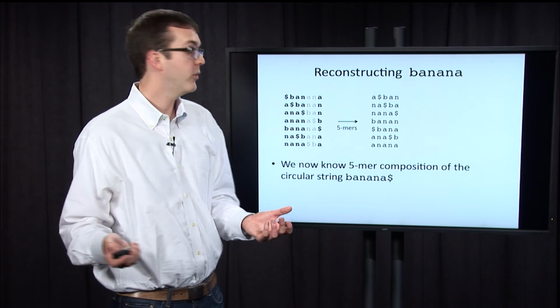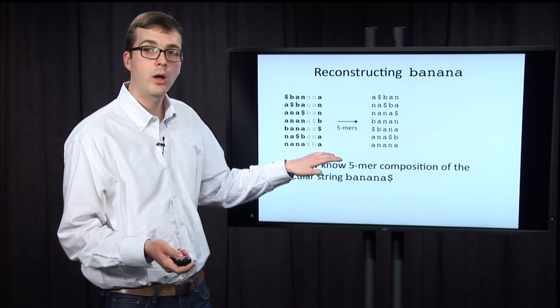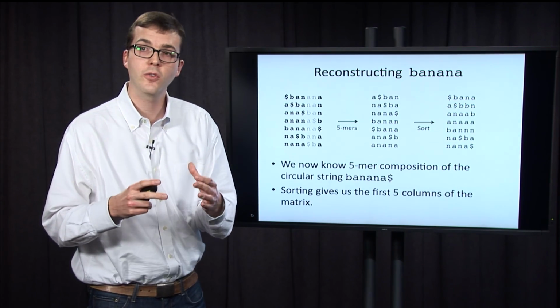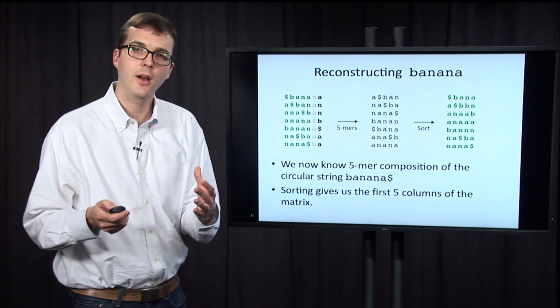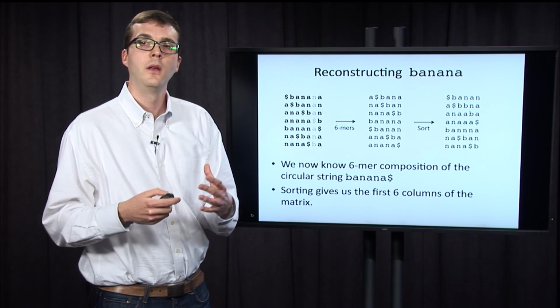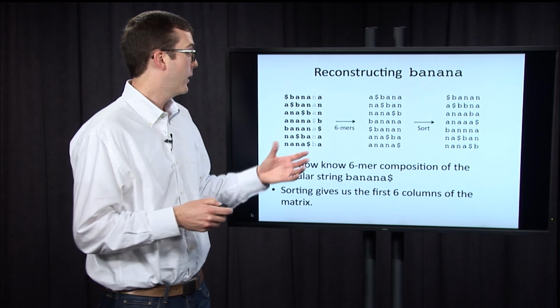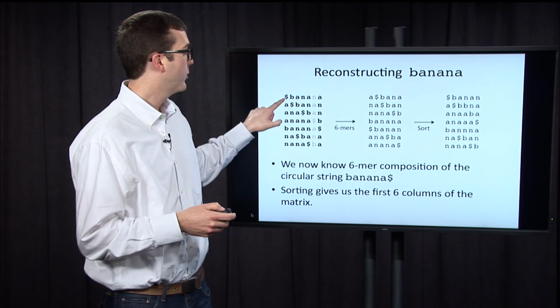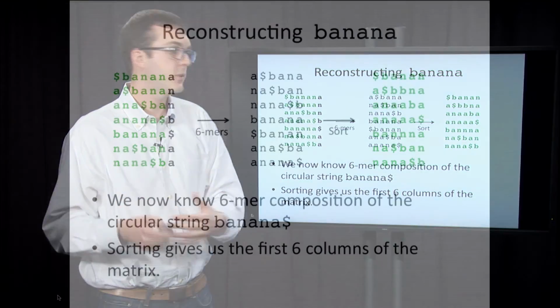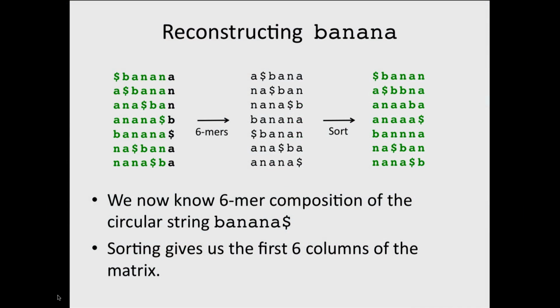We use the 4 columns together with the final column to give us the 5-mer composition of the circular string banana. We sort those 5-mers. That gives us the first 5 columns. And then we do this one last time to get the first 6 columns of the Burrows-Wheeler matrix. We take all 6-mers, so A comes before $B, A, and A, and so on. We then sort those 6-mers, and that gives us the first 6 columns.